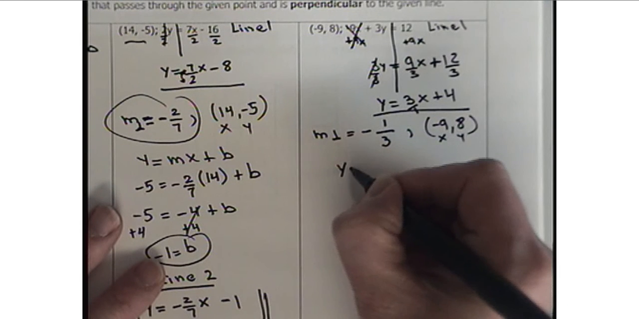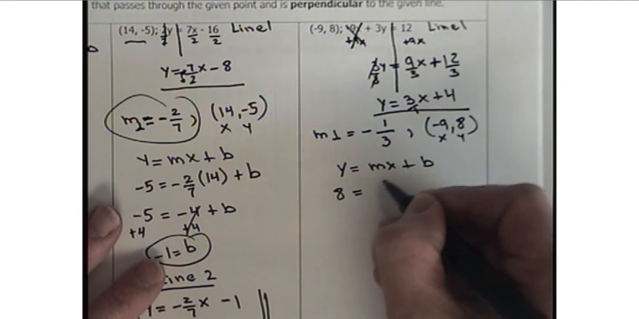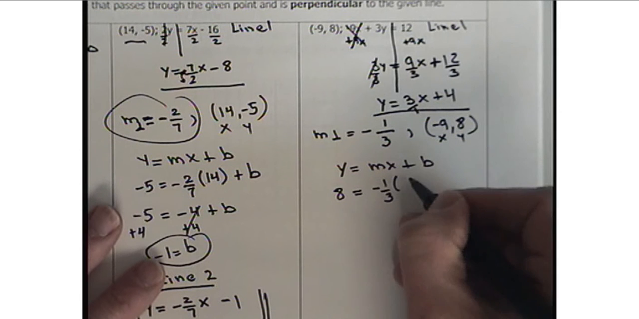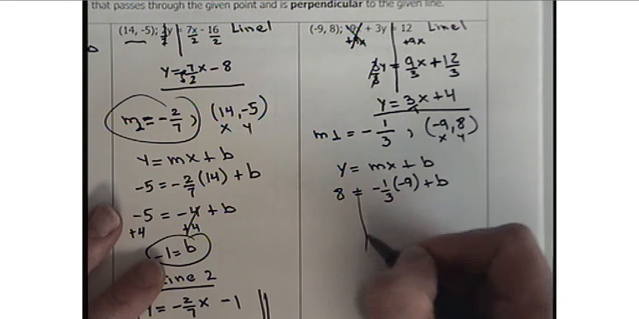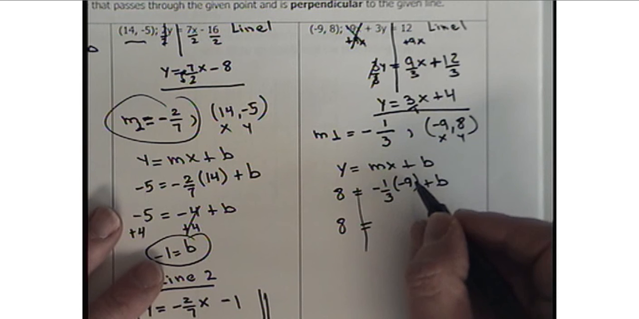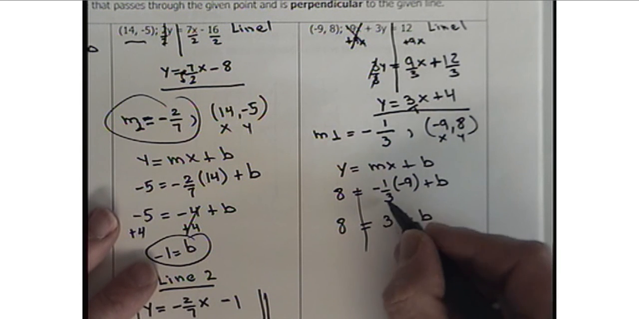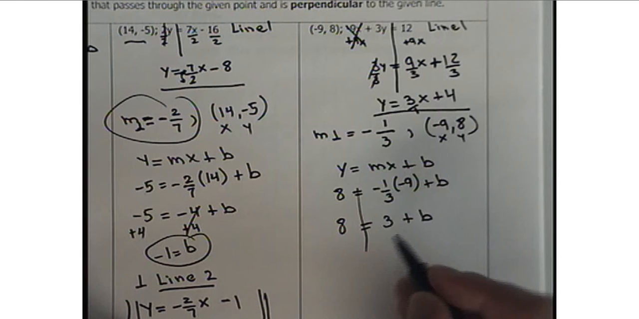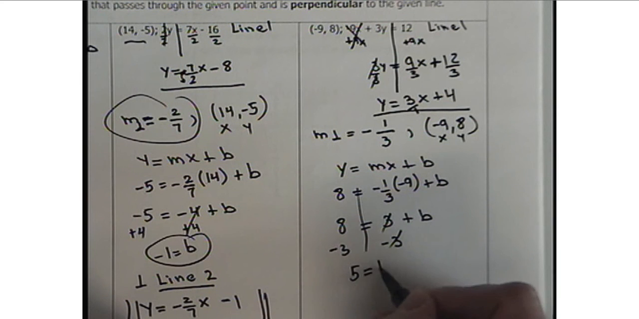So y equals mx plus b. Y is 8, m is negative 1/3, times x is negative 9 plus b. Okay, we're solving the equation for b, so 8 equals negative 1/3 times negative 9, which will give you 3, plus b. So negative 1 divided by 3 times negative 9, the answer should be positive 3. Now solving for b, we want to subtract 3 from each side, and we get 5 equals b.